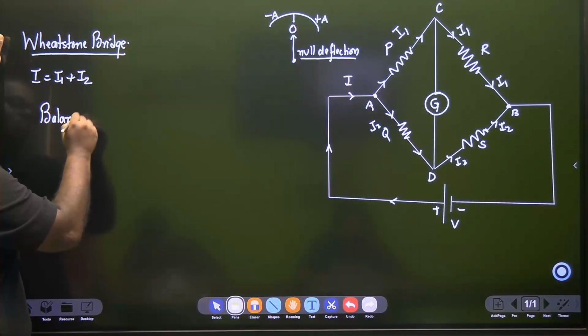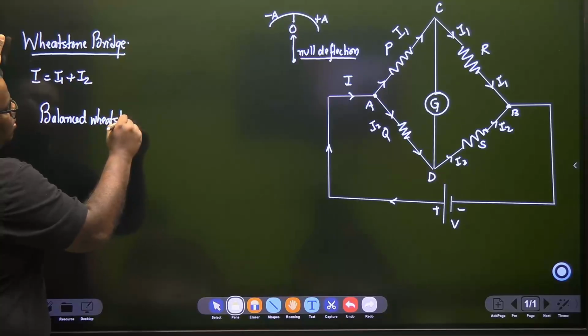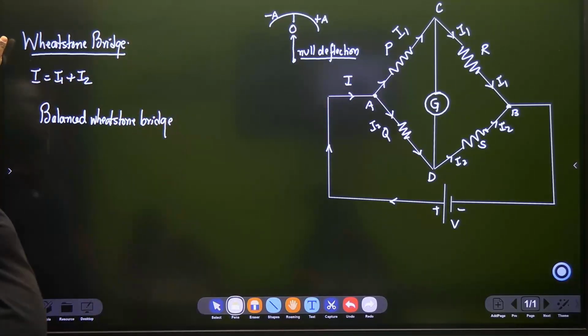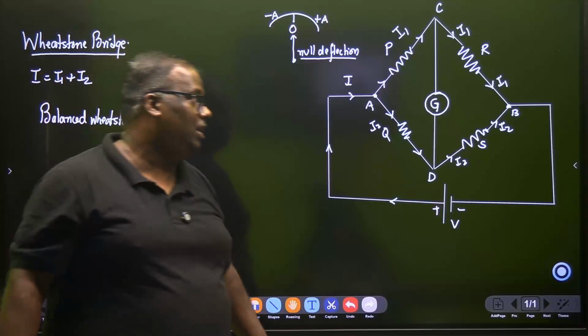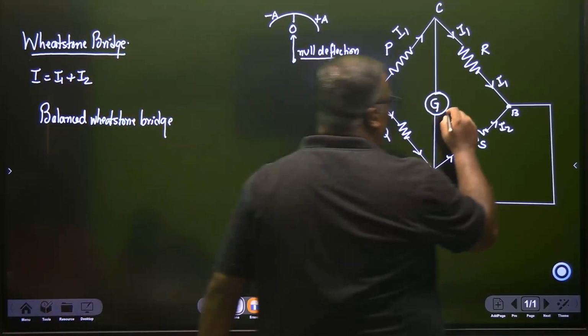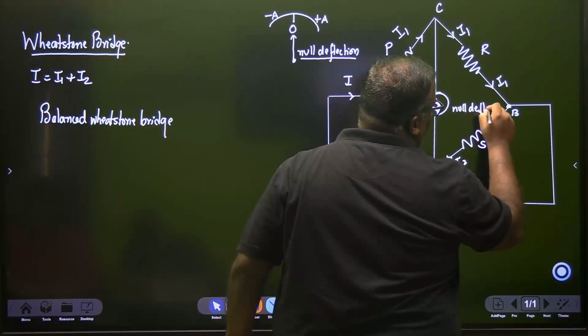Balanced Wheatstone bridge. Now what do we mean by a balanced Wheatstone bridge? A balanced Wheatstone bridge is one in which the galvanometer will show null deflection. It will show what, beta? Null deflection. Do you agree?